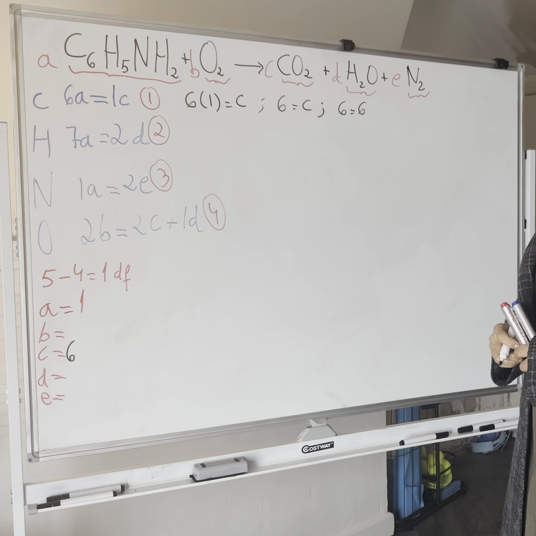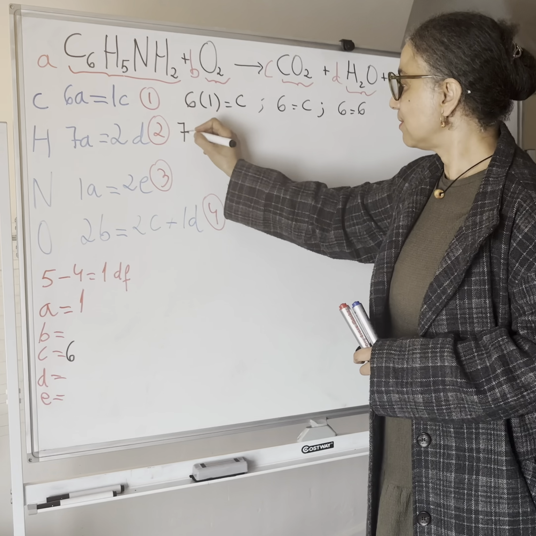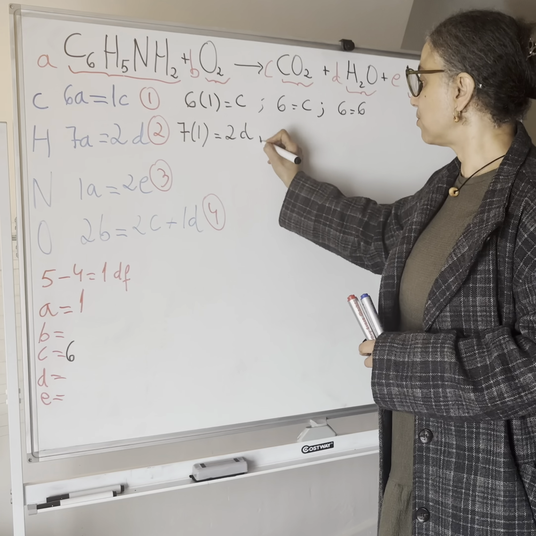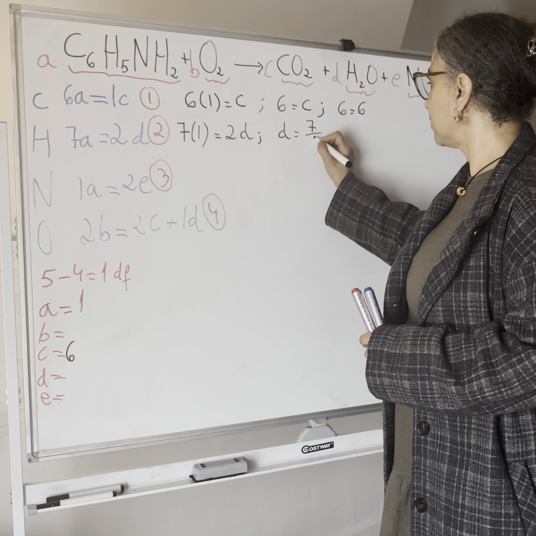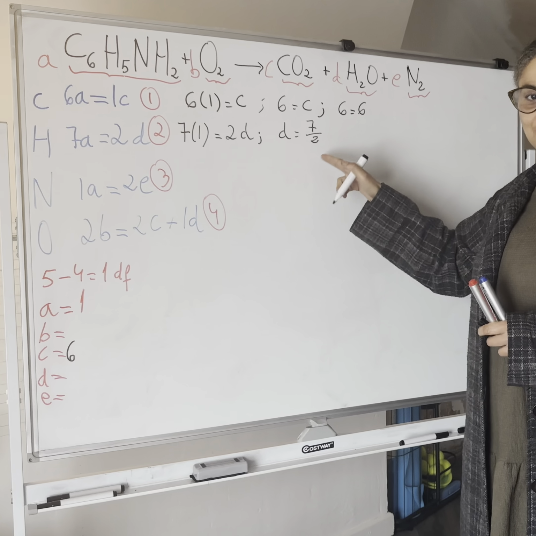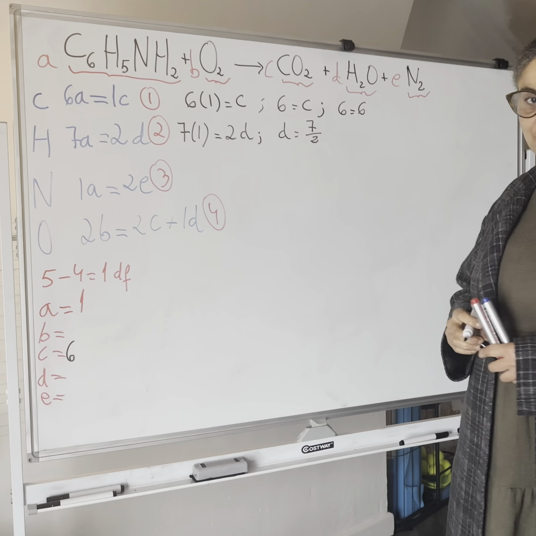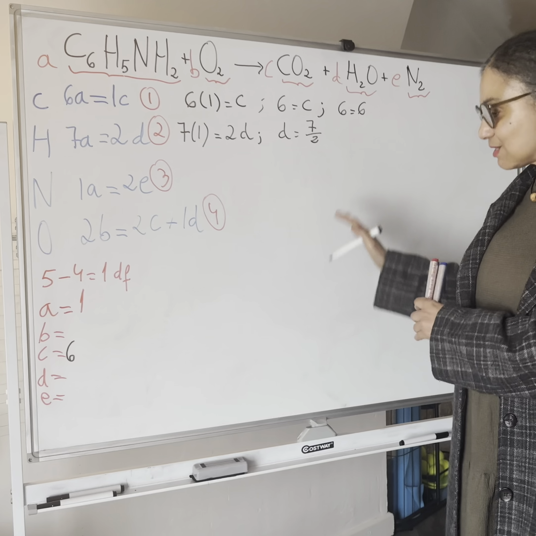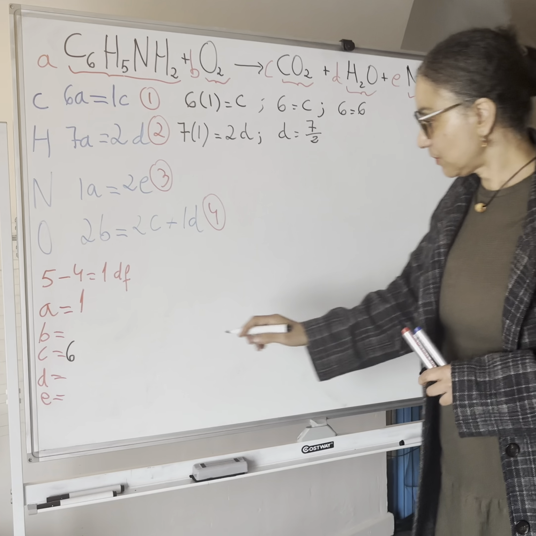Now let's solve for equation number 2. So 7 times 1 equals 2D. So we solve for D. D equals 7 over 2. Don't panic about the denominator. We are not going to divide 7 by 2. No, we don't use decimals for the stoichiometry coefficients. We are going to get rid of the denominator at the very end. So at the moment, just leave it as it is. Just stay until the end, so you will see how we get rid of the denominators. So 7 over 2.